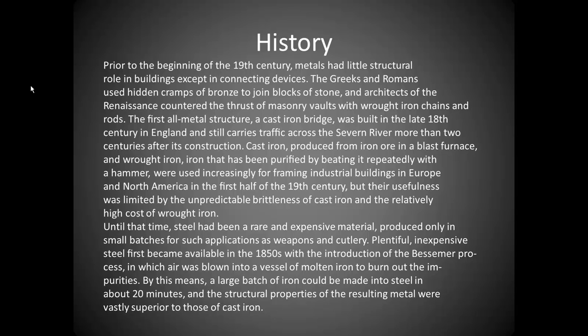Until that time, steel had been a rare and expensive material produced only in small batches for such applications as weapons and cutlery. Plentiful, inexpensive steel first became available in the 1850s with the introduction of the Bessemer process, in which air was blown into a vessel of molten iron to burn out the impurities, and by this means a large batch of iron could be made into steel in about 20 minutes. The structural properties of the resulting metal were vastly superior to those of cast iron.